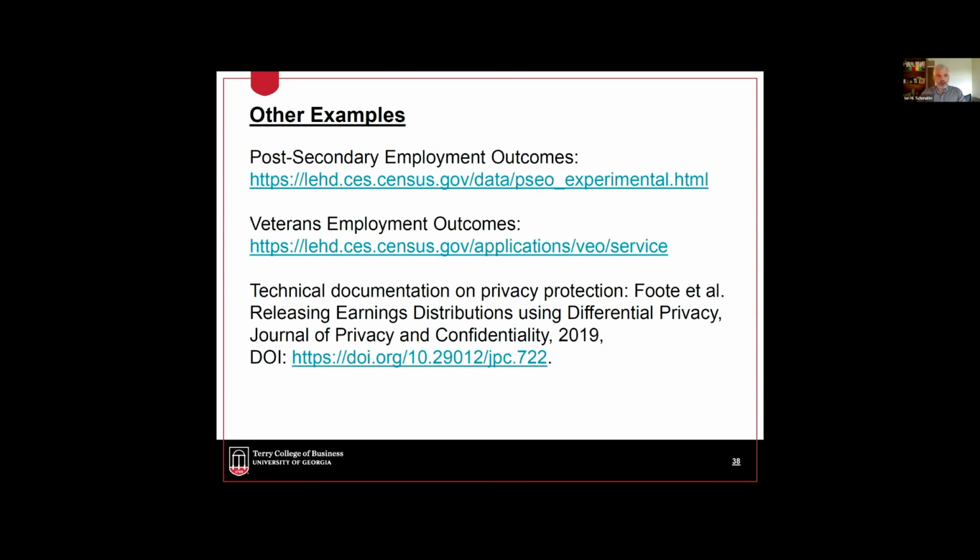Other examples that I won't go into of formal privacy systems being used at the Census Bureau are the data in the post-secondary employment outcomes, where there's a clever method for publishing the entire distribution of earnings for individuals after completing university education, and the veterans' employment outcomes. You can read up on the documentation for these methods in this paper, which is linked here, and the slides will be available on the website after this talk.